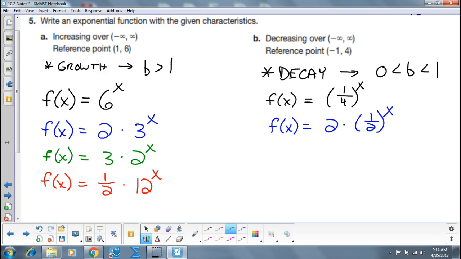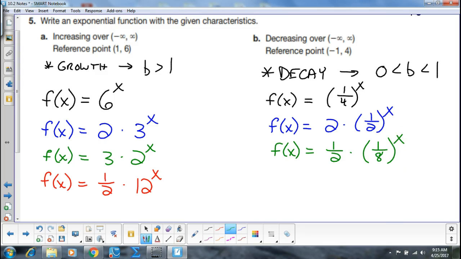You got it, Kevin. 1/2 times 1/8 to the x power. Just because I like symmetry, give me one more. Times 1/16. All of those go through the point -1 comma 4. Okay.